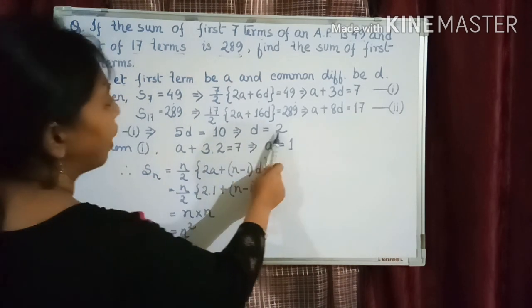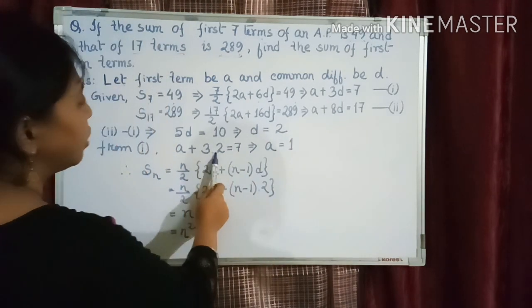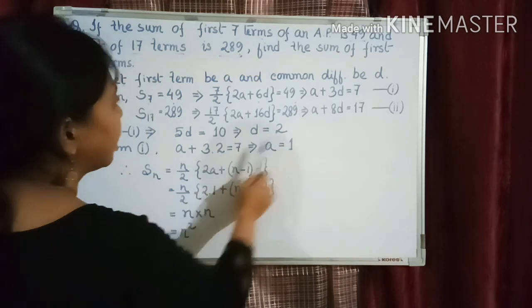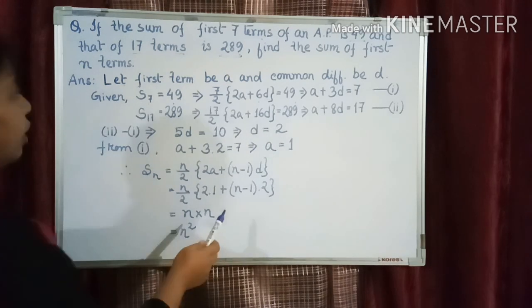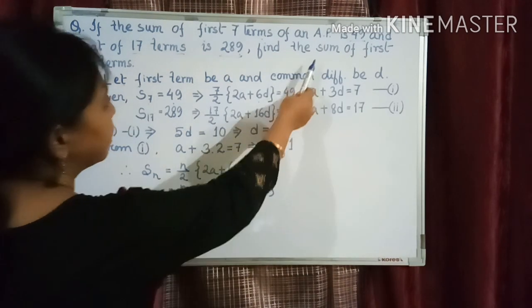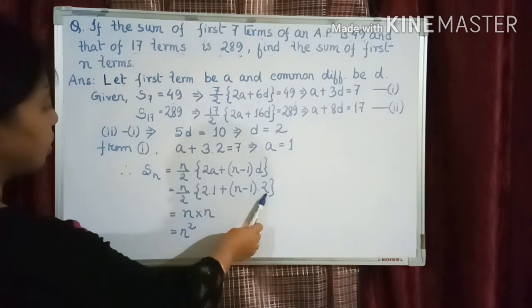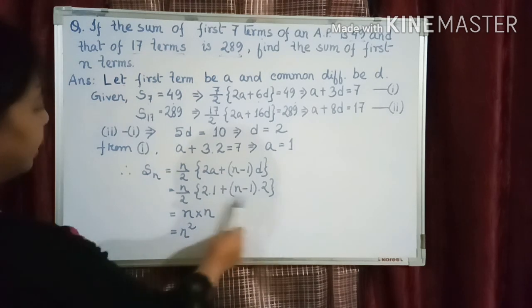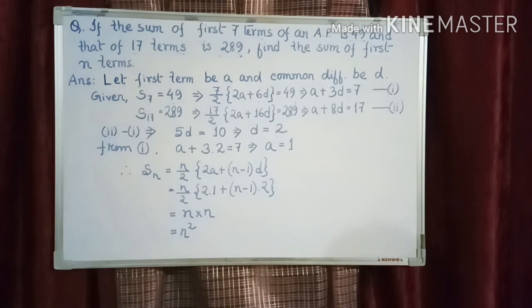After getting the value of D, if we put the D value in equation number 1, here A plus 3 into 2, D is 2, equal to 7. Then if we simplify it, I will get A equal to 1. After getting the value of A and D, now we have to put the values of A and D in this equation, because here is written the sum of first n terms. When we put both the values here in place of A and D and simplify, we will get n into n, ultimately n square. So the sum of n terms is equal to n square in this question.